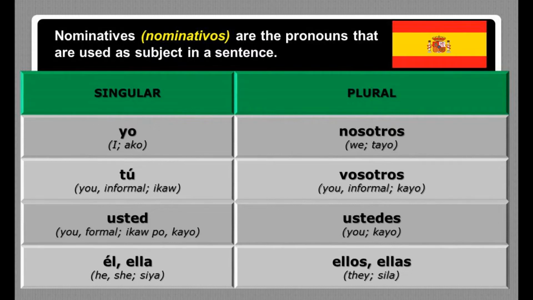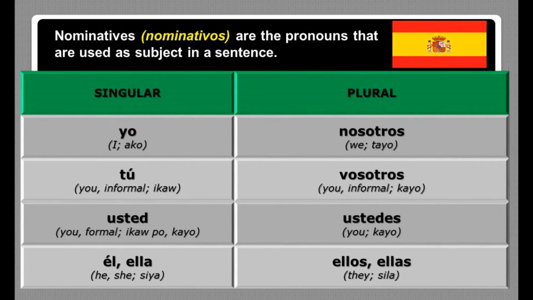The informal tú, take note of the accent, is used to refer to you or ikaw, a friend or someone of the same age group. The informal plural form is vosotros, kayo, but this is used only in peninsular Spain. The formal forms usted and ustedes are used to address politely an older person, a stranger, or a person of authority.